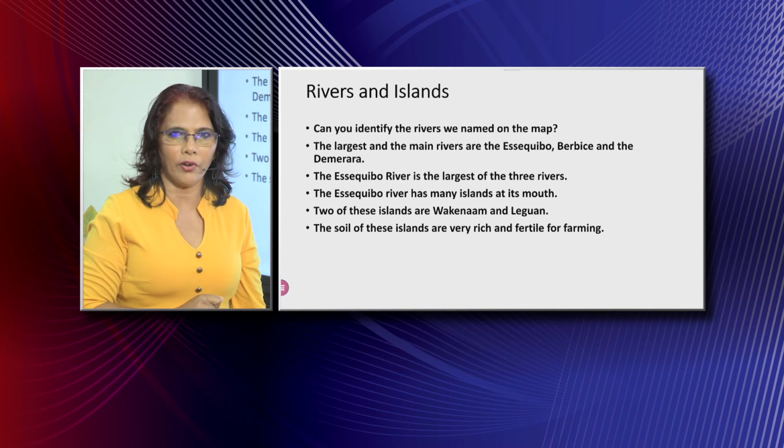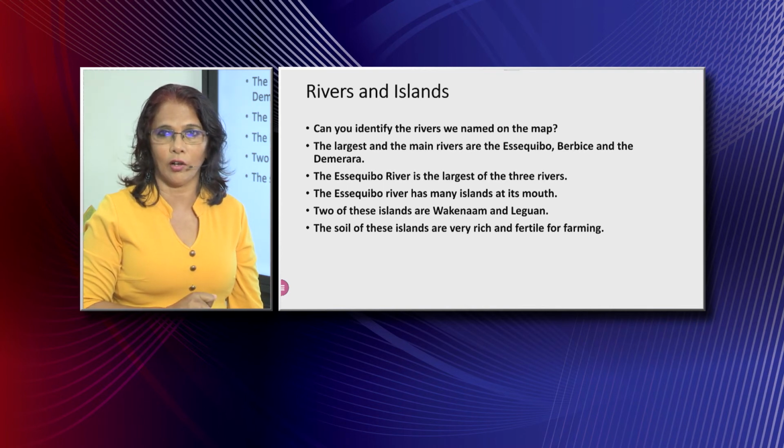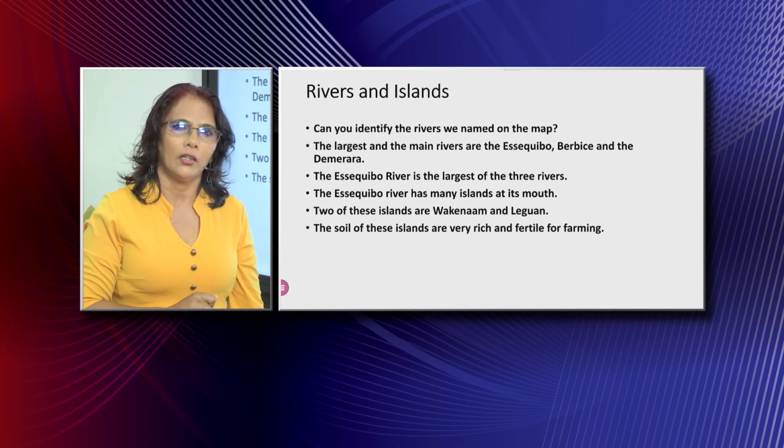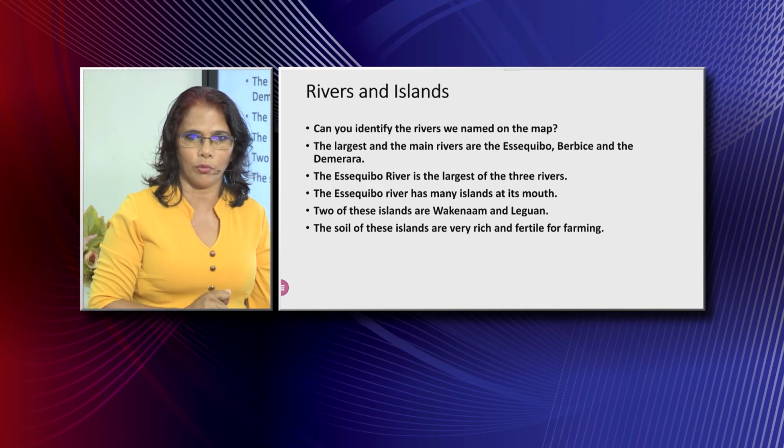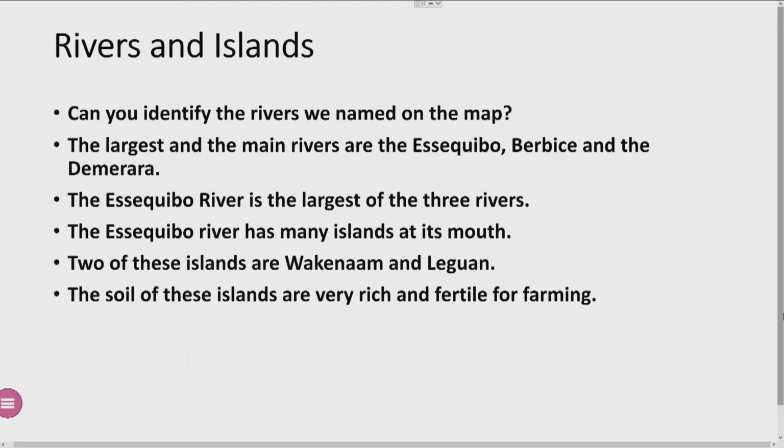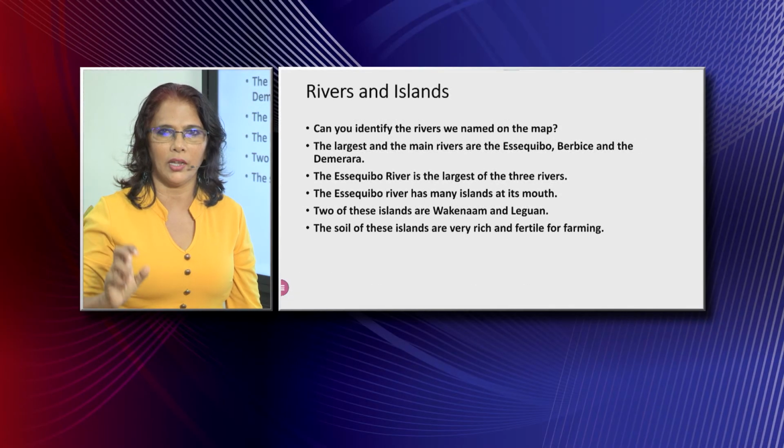The Essequibo River is the largest of the three rivers. Which is the largest of the three rivers? The Essequibo. The Essequibo River has many islands at its mouth. The mouth is the part of the river that flows into the ocean. So where the river flows into the ocean, we have islands there.